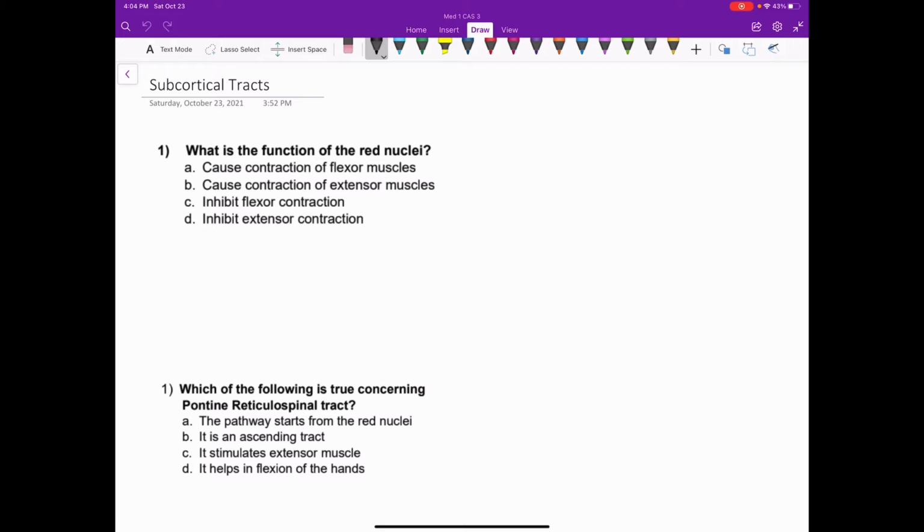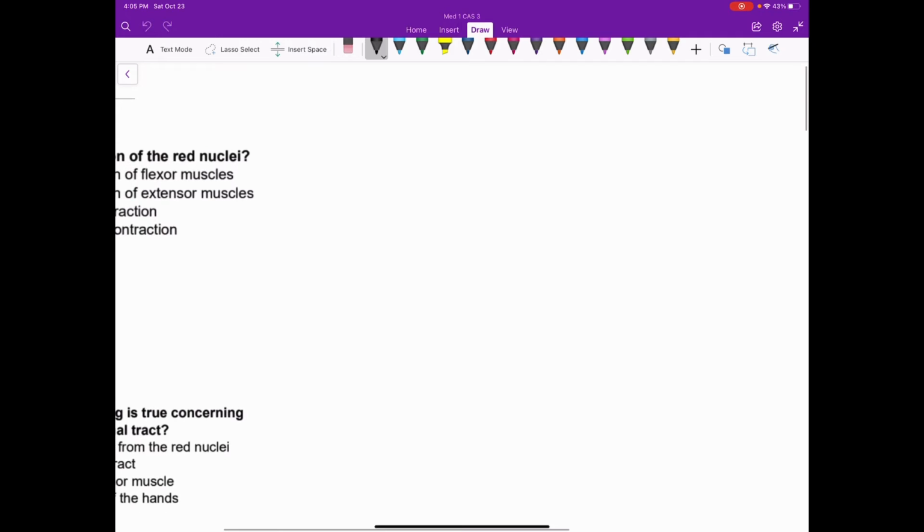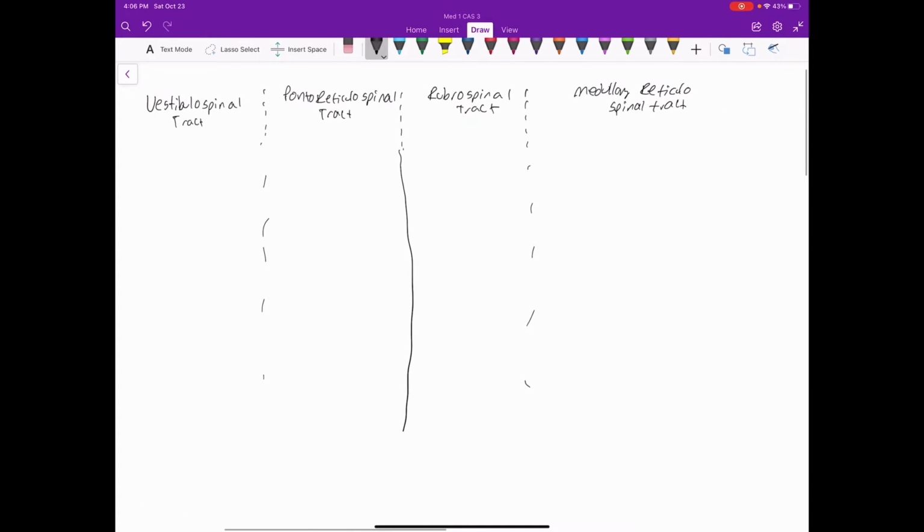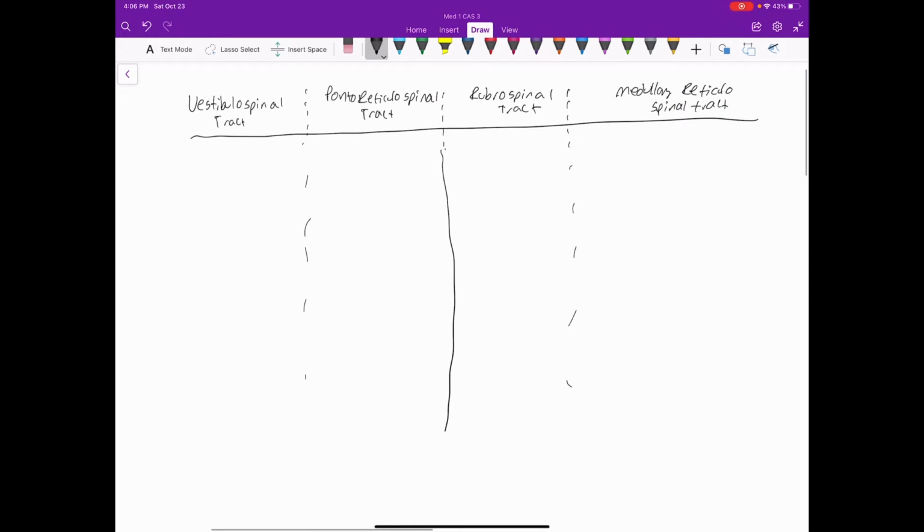What is the function of the red nuclei? What should we know before we even get into this? There are 4 different tracts that we need to know for the subcortical tracts. There's 5, really. What's the 5th one called? The corticobulbar tract. But in this video, we're just going to talk about the 4 divisions of the descending tracts of the subcortical tracts. They're the vestibulospinal tract, pontine reticulospinal tract, rubrospinal tract, and medullary reticulospinal tract.